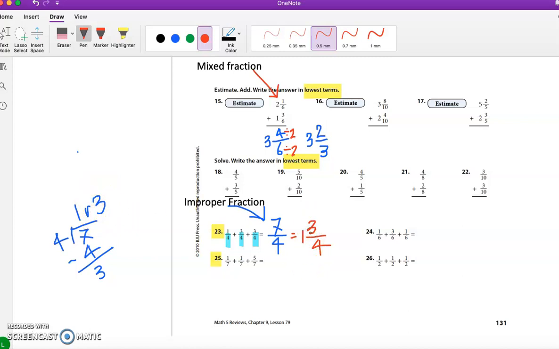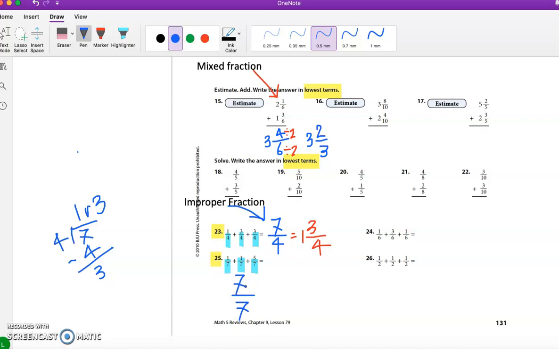Then let's do number 25 together. Once again, it all has the same denominators. I'm going to keep it as it is. I'm only going to add the top number, which is 7 out of 7.